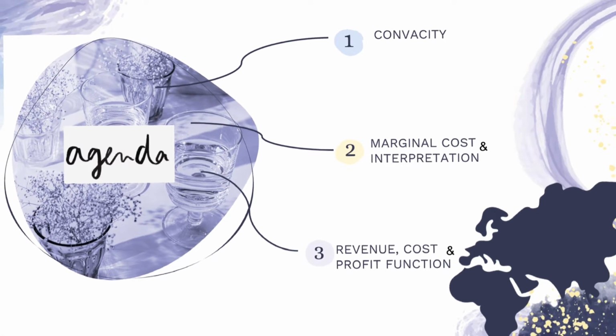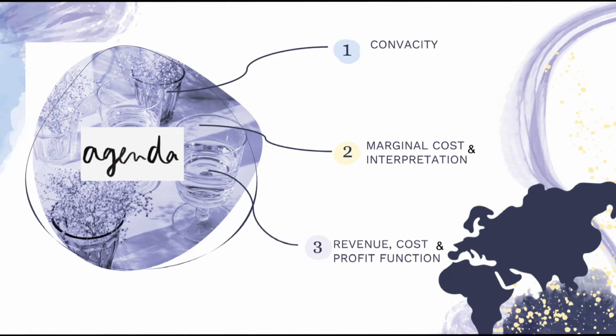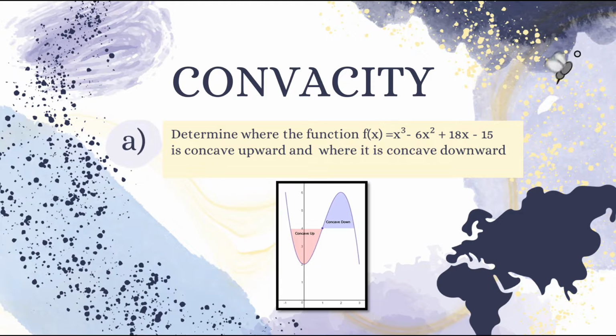So, in this video, generally I am going to share about 3 things, which are finding the concavity, marginal cost interpretation, and revenue, cost, and profit function. For the first question, A is about finding the concavity of a function. Let's have a look at the question. Determine where the function is concave upward and where it is concave downward.